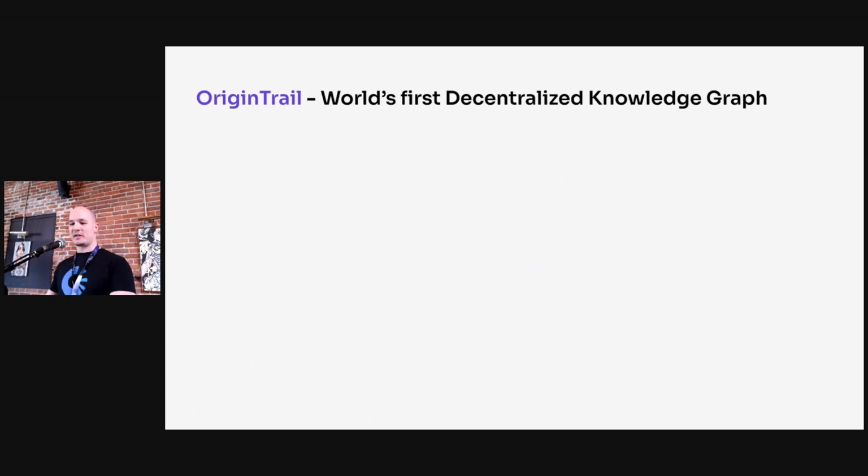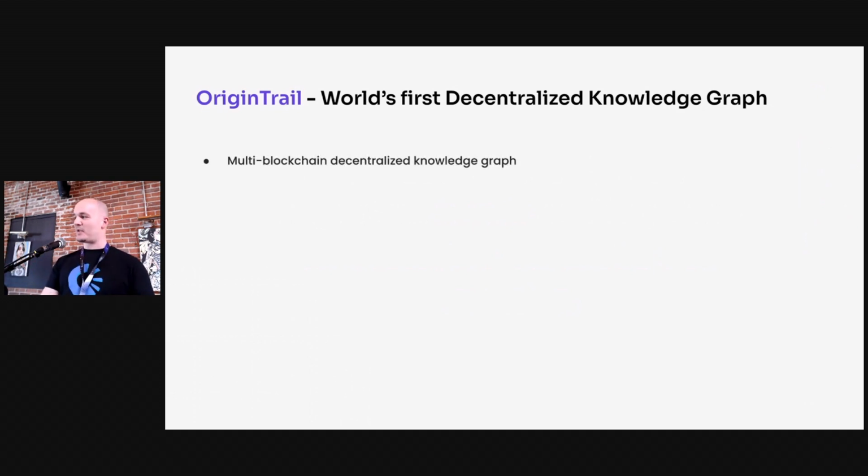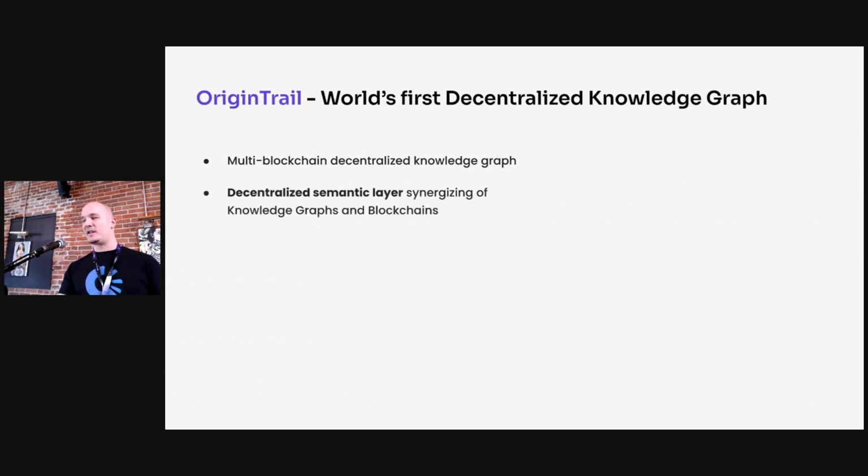OriginTrail is actually the world's first decentralized knowledge graph. And right now it's actually a multi-blockchain decentralized knowledge graph. I'll explain what that means in a moment. It is really a decentralized semantic layer that synergizes blockchains and knowledge graphs. And I'll explain how that works in a couple of slides.